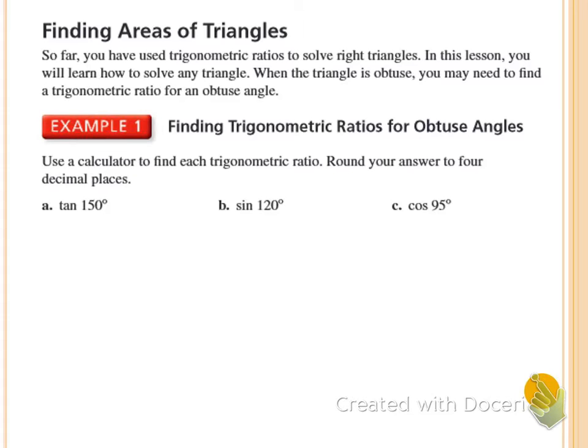When the triangle is obtuse, you can still find a trig ratio. You just type these into your calculator. We're going to round to 4 decimal places. So tangent of 150. Go ahead and type it into your calculator. This is a beautiful warm-up because we know how to do this. You can get a negative, and a lot of them you will. So we're rounding to 4 decimal places. What did we get?